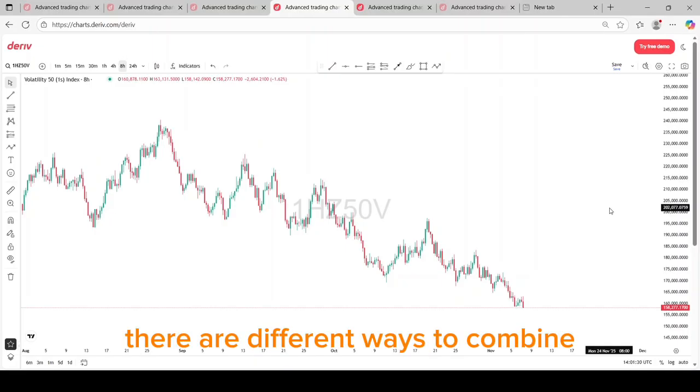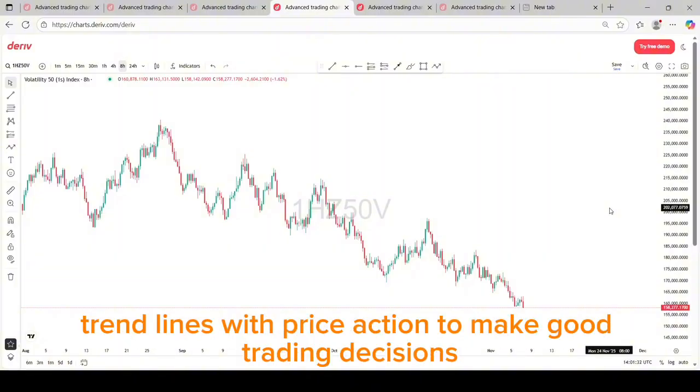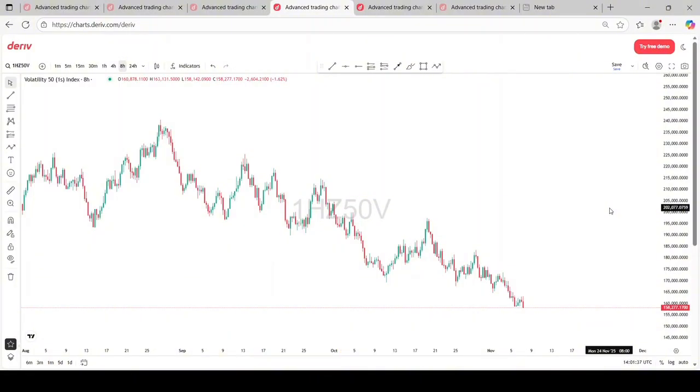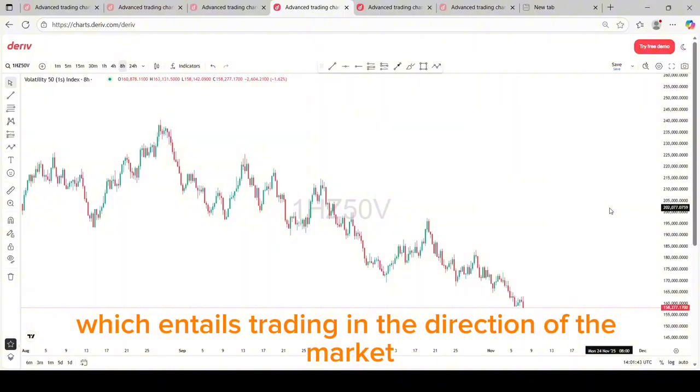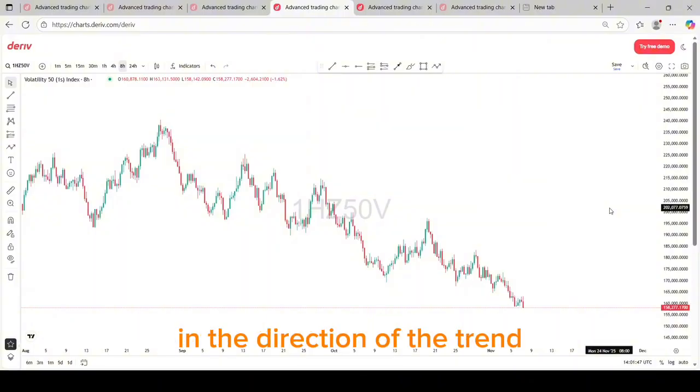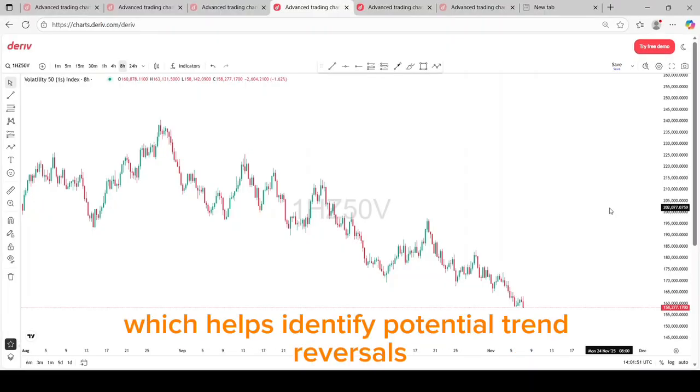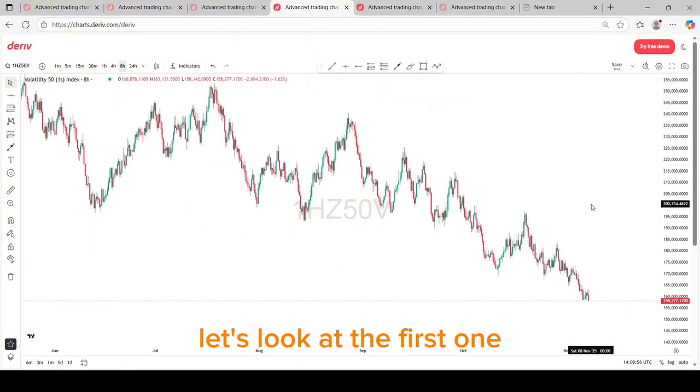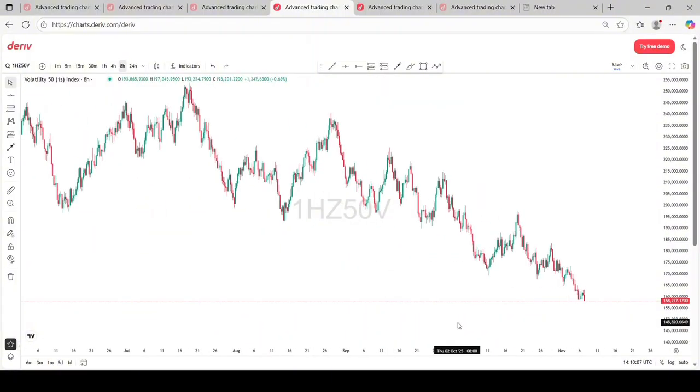There are different ways to combine trend lines with price action to make good trading decisions. Number one, there is trend trading, which entails trading in the direction of the market, in the direction of the trend. And there is also reversal trading, which helps identify potential trend reversals. Let's look at the first one.